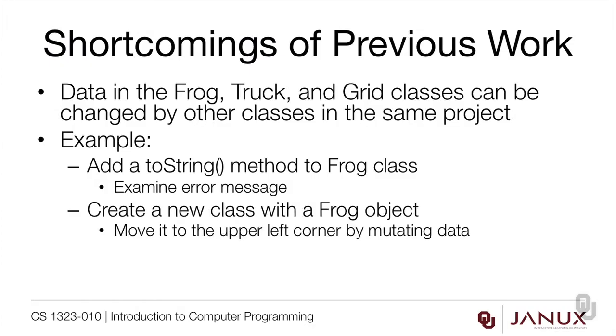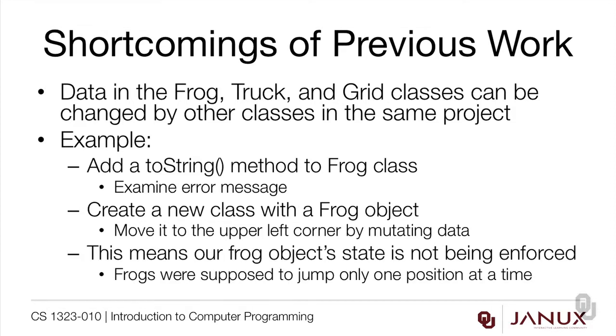So we added our toString method, looking at that weird error message. We created a new frog object. So what we now know is that our frog object state is not being enforced. They were supposed to jump only one position at a time, and they can jump anywhere in the world they want. They don't even have to stay on the board.